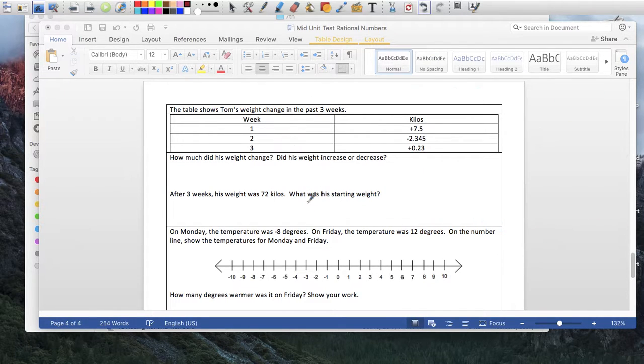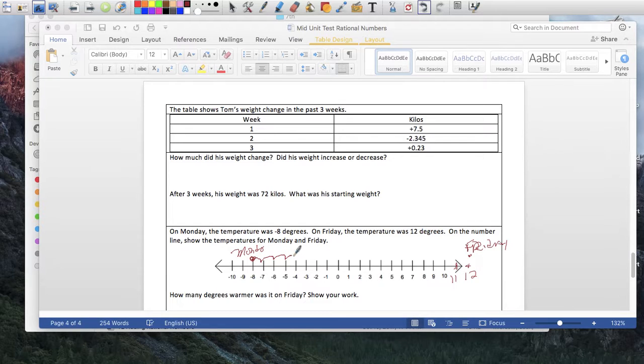On Monday, the temperature was -8, so here's the temperature Monday. On Friday, the temperature was 12, so it went all the way, and let's move this 11, 12. Here's 12. Okay, show the temperatures for Monday and Friday. Here's Monday, and this is, I'm going to write this Friday. How many degrees warmer was it on Friday? Well, it was -8 and jumped all the way to 12. Let's see how many degrees it went.